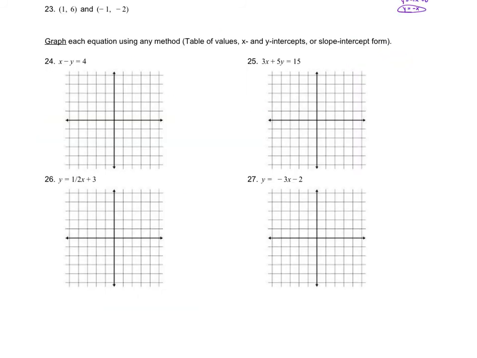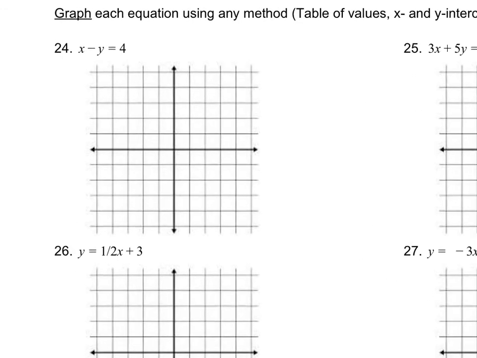For numbers 24 through 27, we're graphing an equation. We've got 3 different methods we could use. We could use a table of values, or you can use the x and y intercepts or the slope-intercept form. A table of values is easiest if it's already in y equals. But if it's in y equals, you could also use slope-intercept form. The x and y intercepts are easiest if it's not in y equal form. So let's look at number 24, and we're going to use the x and y intercepts on 24.